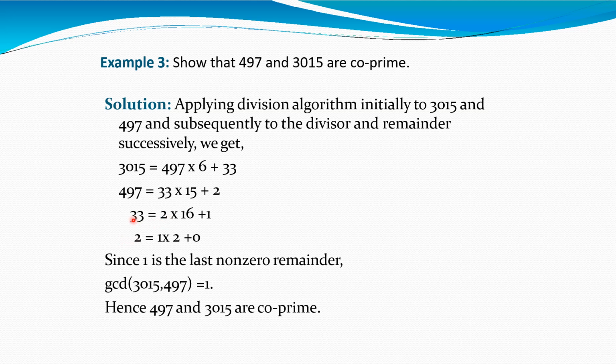Finally we get 1 as the last non-zero remainder. So we can say that the GCD of 3015 and 497 is 1. It means we can say that 497 and 3015 are co-prime integers.